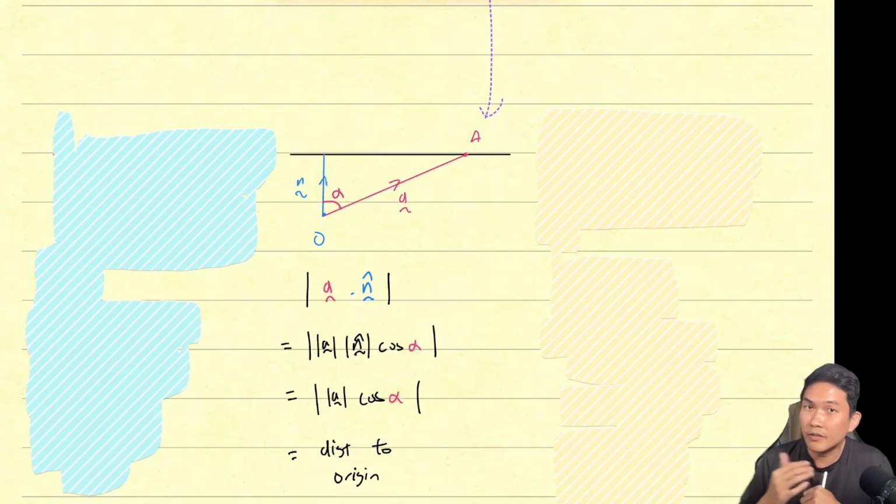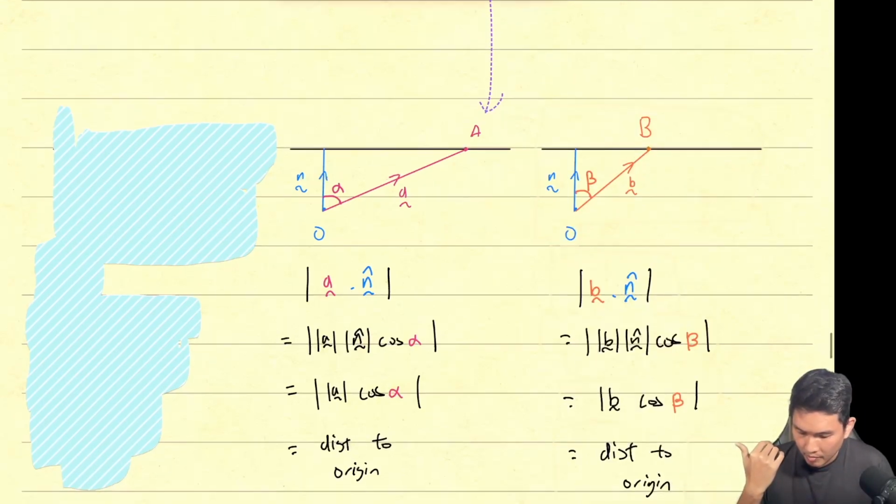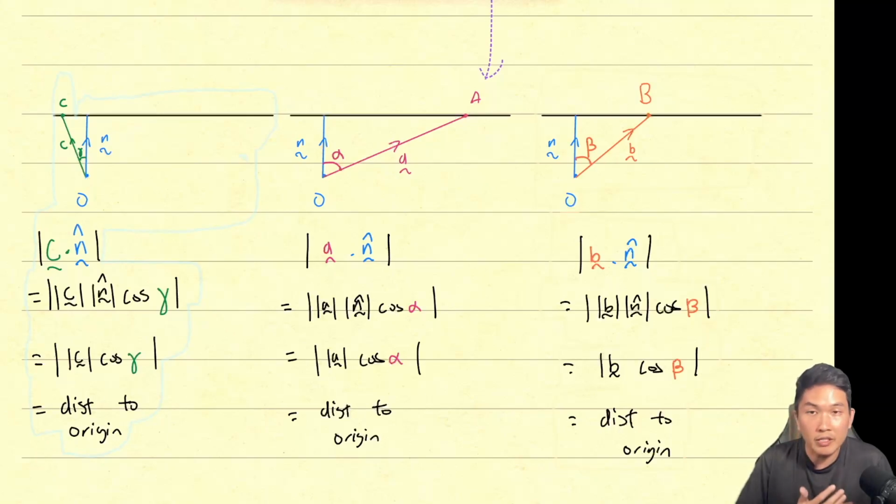This should also work if you look at, say, a point like B. B is different from A, but it's also on the plane. Since it's on the plane, we can do the length of projection of this one. So what you're going to have is mod B, mod n cap, cosine beta, where beta is the angle between B and the normal, and it pretty much works out to be the same. In fact, this will also work if I have a point C on the plane.